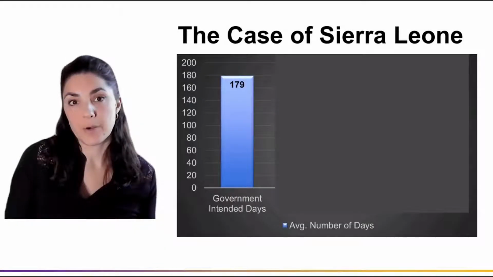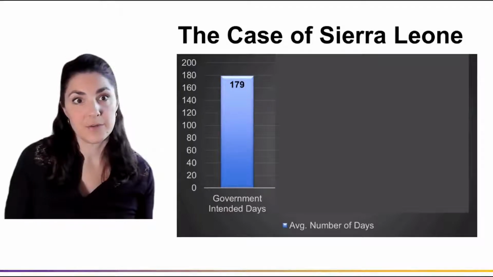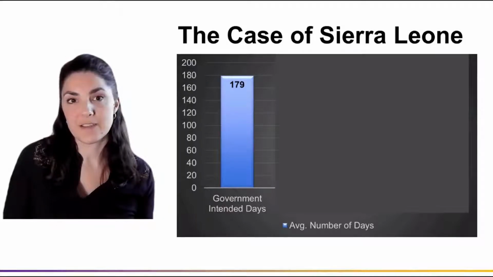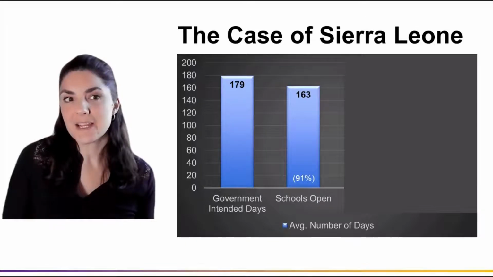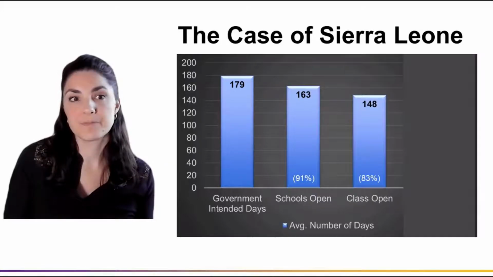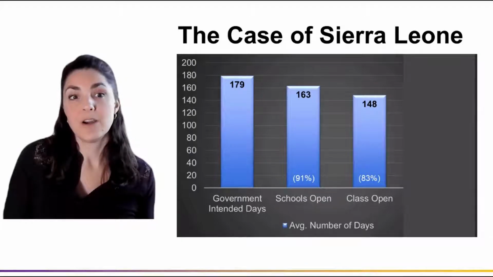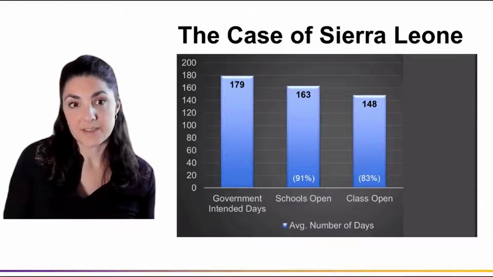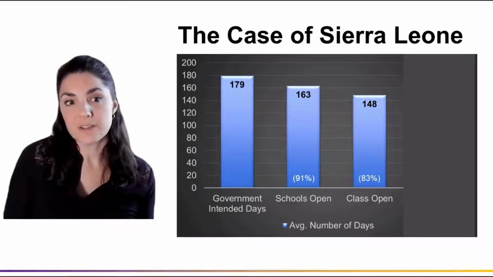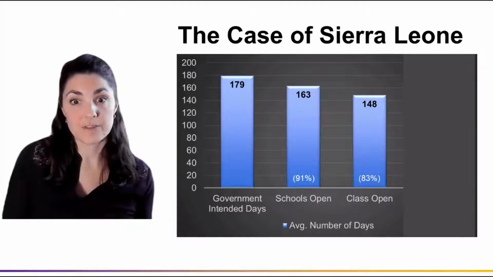Let's take the case of a program called Learn Safe that we studied in Sierra Leone. The published government calendar specified that there should be 179 days of school in the academic year. But when we analyzed the attendance data, we found that schools were only open 163 of those days, or 91% of the time. Security issues related to a presidential election and bad weather were some of the reasons for school closures. We also saw that classrooms were only open 148 days of the school year, about 83% of the government-intended days. Teacher shortages and teacher illnesses were common reasons for classroom closures.